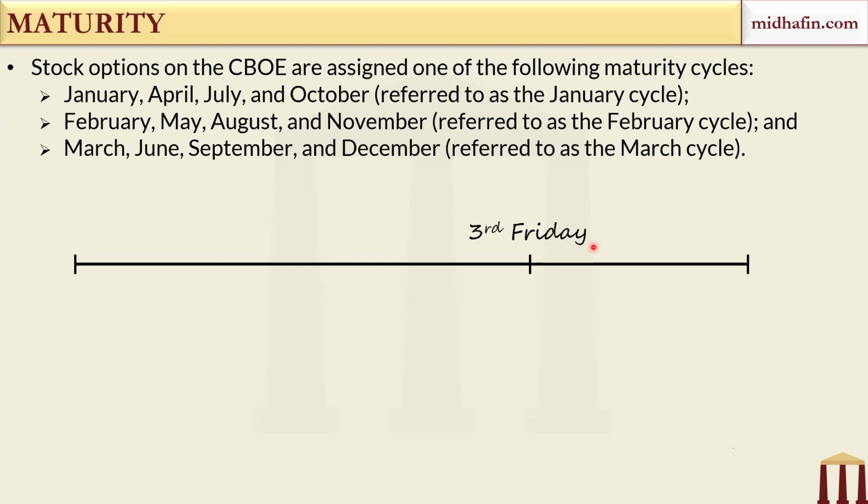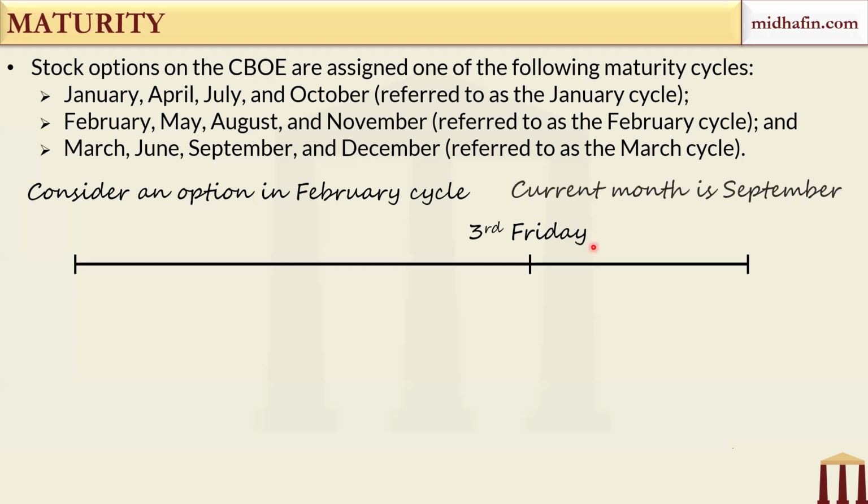Okay, so I'll explain this using examples. Suppose you are having an option in the February cycle. Let's say we are having the option in the February cycle, and let's say the current month is September. So don't get confused. This is the February cycle option, and the current month is September.